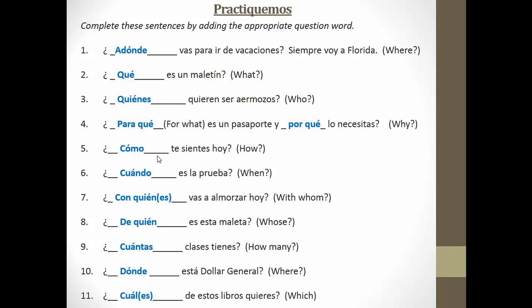Number 8, whose suitcase is this? ¿De quién? 9, how many classes do you have? ¿Cuántas? Okay, you put cuántas because classes is feminine. 10, where's Dollar General at? ¿Dónde está Dollar General? And 11, which of these books do you want? ¿Cuál or cuáles? Again, it would depend on the situation. If you were in a bookstore and you had 3 or 4 and you wanted them to pick 2, then you would say cuáles. If you just had 2 books and you were saying, hey, which one do you want? Then you need to use cuál. ¿Cuál de estos libros quieres?